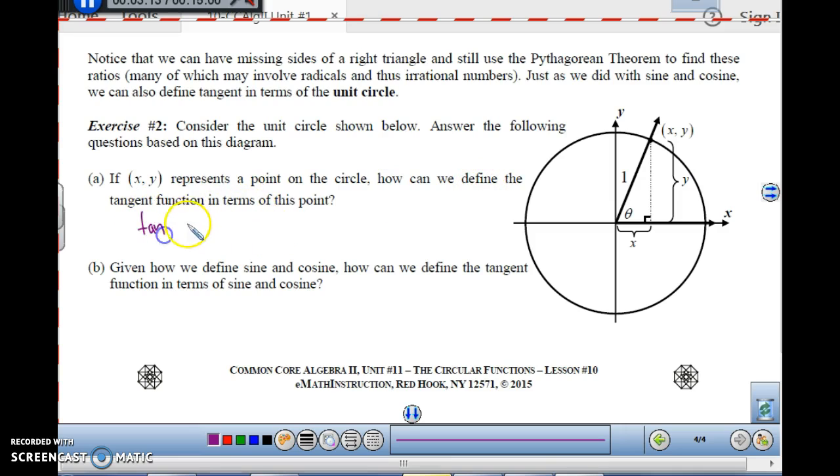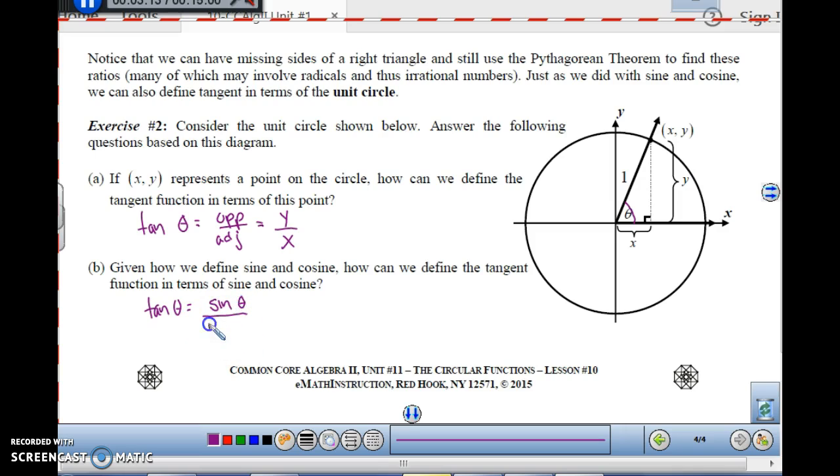All right, so if x comma y represents a point on the circle, how can we define the tangent function in terms of this point? Well, remember that tangent of theta is opposite over adjacent. So if I'm looking at this angle right here, opposite would be y, and adjacent would be x, because the distance from here to here would be y, the distance from here to here would be x. Opposite y, adjacent is x. Okay, so given how we define sine and cosine, how can we define the tangent function in terms of sine and cosine? Well, what coordinate did we say was the y-coordinate? Well, the y-coordinate we said is sine.